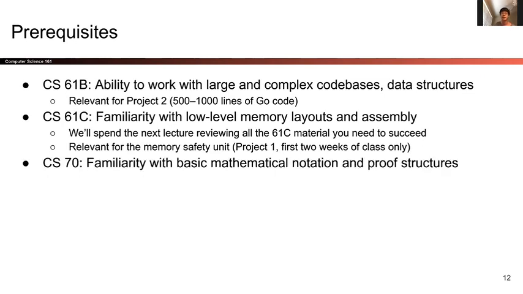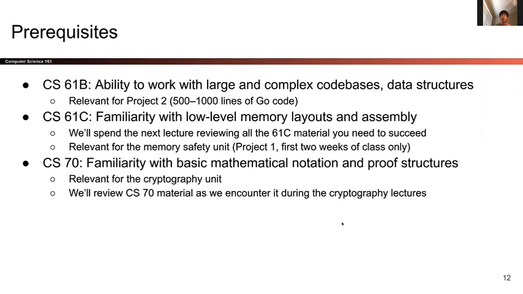And then finally, CS70, which is the discrete math class at Berkeley. The reason why we require CS70 is because we show you a little bit of mathematical notation and some basic proofs in the cryptography unit. So having a bit of mathematical maturity is useful, but it's not a very hard prerequisite.